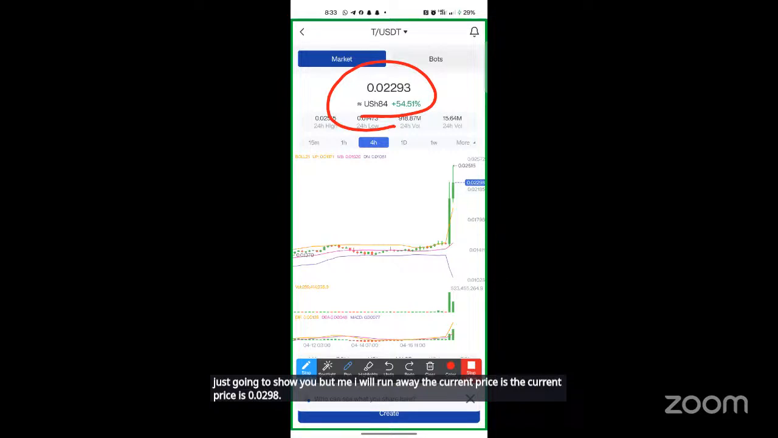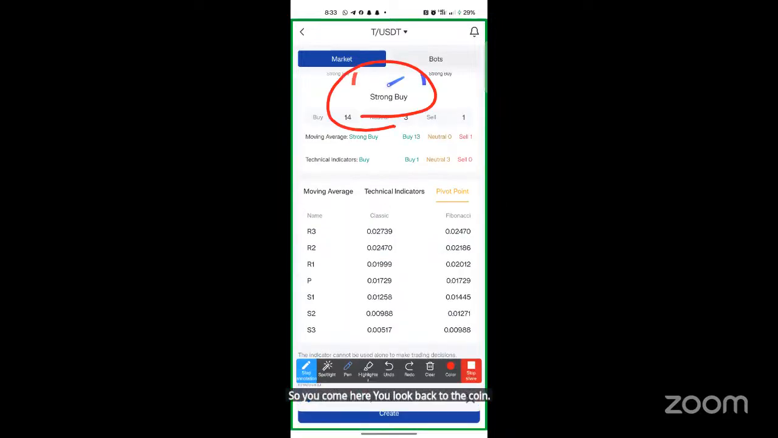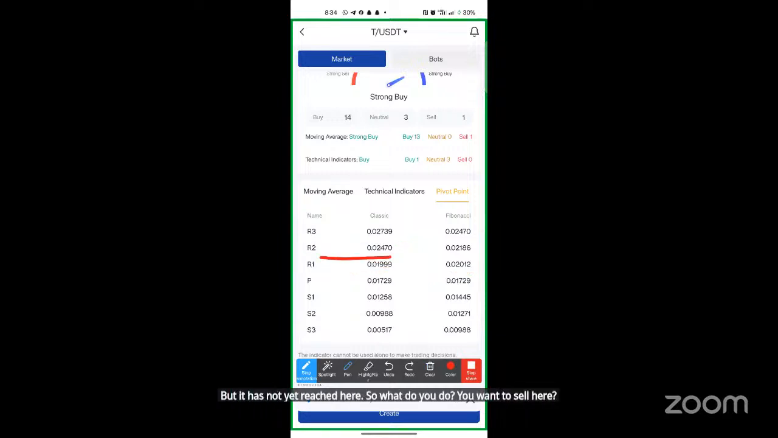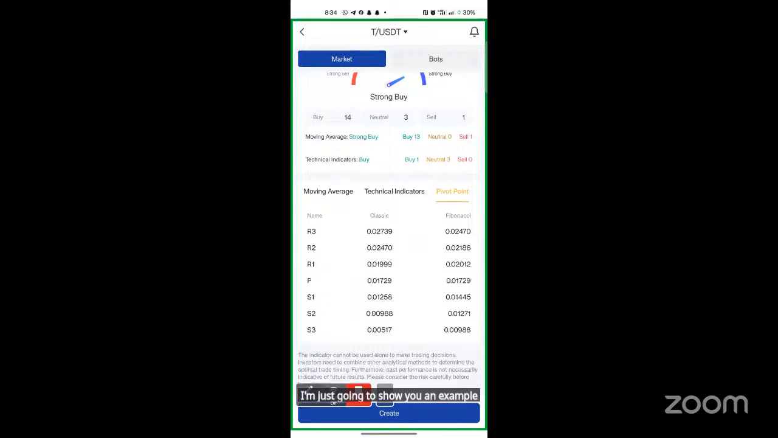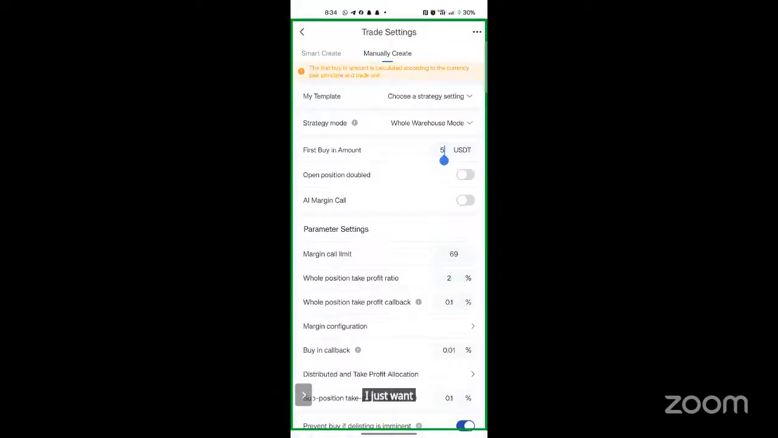The current price is 0.0298. So you come here, you look at the coin, it is 0.022. So 22, it is here. It has not yet reached resistance to here. So it is above here, but it has not yet reached here. So what do you do? You want to sell here. I'm just going to show you an example. So I come create martingale. I just want to show you something. Let me put in like $100.